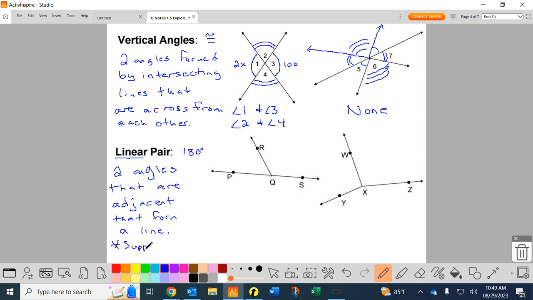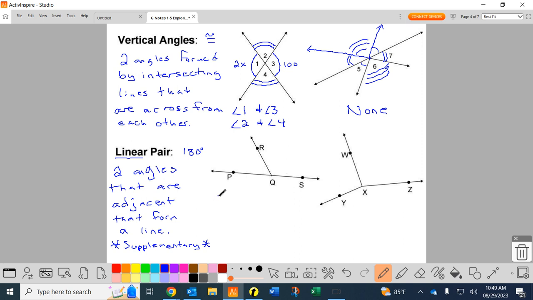Supplementary. Hold on. My E got lost. Supplementary. Alright. Linear pairs are supplementary to each other. They add up to 180. They make a straight line. So you've got to be able to name the angles that are supplementary to each other that make a linear pair right here. Make a line, 180 degrees.